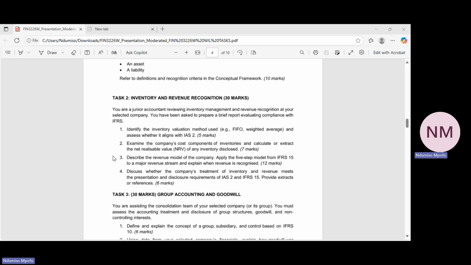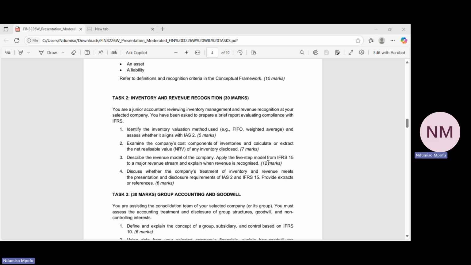Then if you look at 3, it's saying describe the revenue model of the company, apply the 5-step model from IFRS 15 to a major revenue stream, and explain when revenue is recognized. This is another simple question. Even if you look at your study guide or your prescribed text, the 5-step model is actually explained. So you take those steps as they are, you apply it.